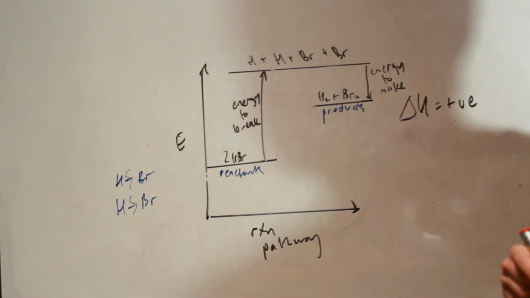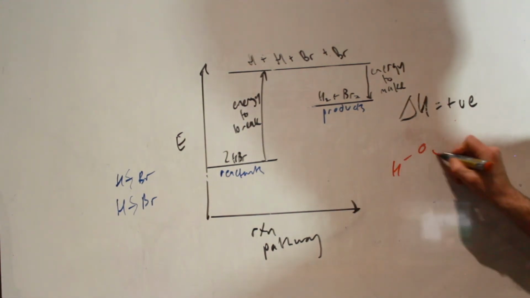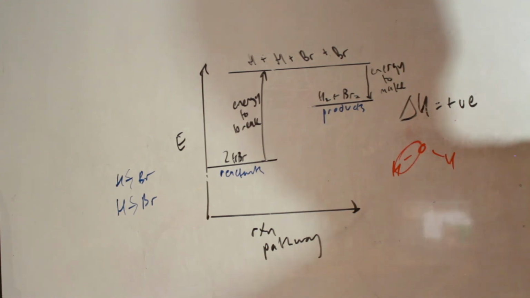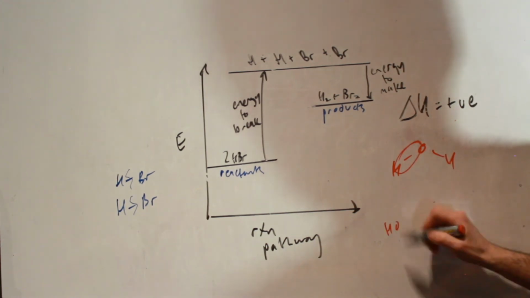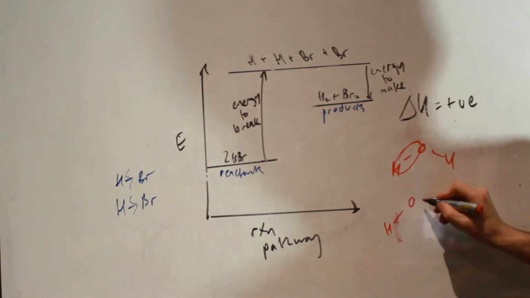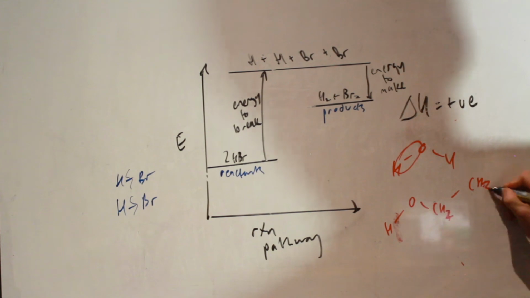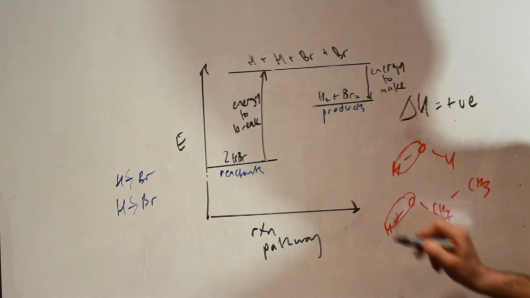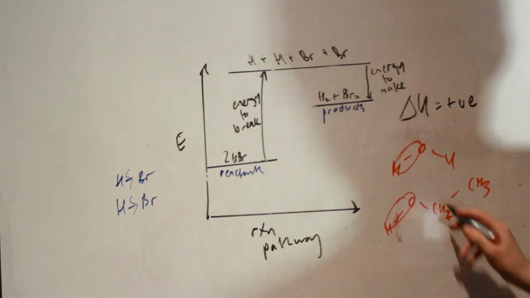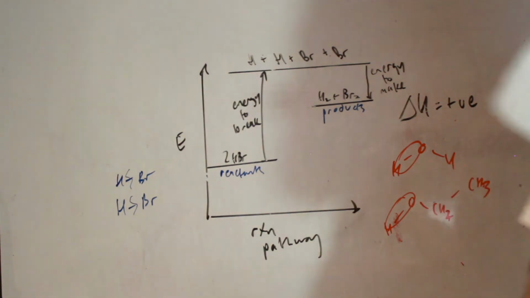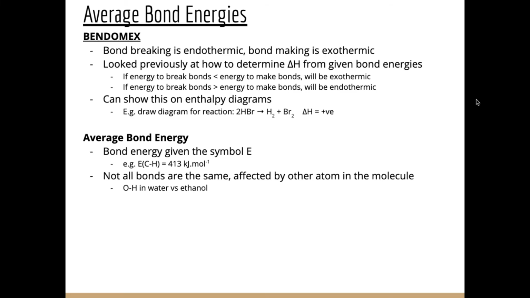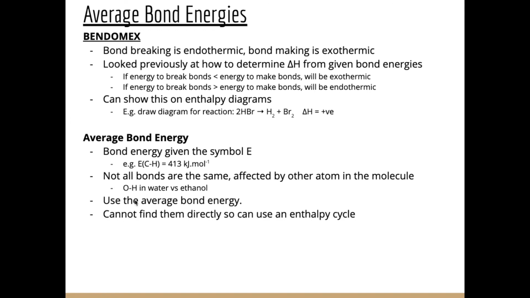If I have an OH bond in a water molecule, the OH bond there is going to be slightly different to the OH bond that I will have in an ethanol molecule. That should be CH2, that should be CH3. So even though they're both an OH bond, they're slightly different because these other atoms attached to the molecule will affect them very slightly. So when we report our bond energies, they're reported as an average bond energy, using an average of all the different kinds of the same bond in different molecules.